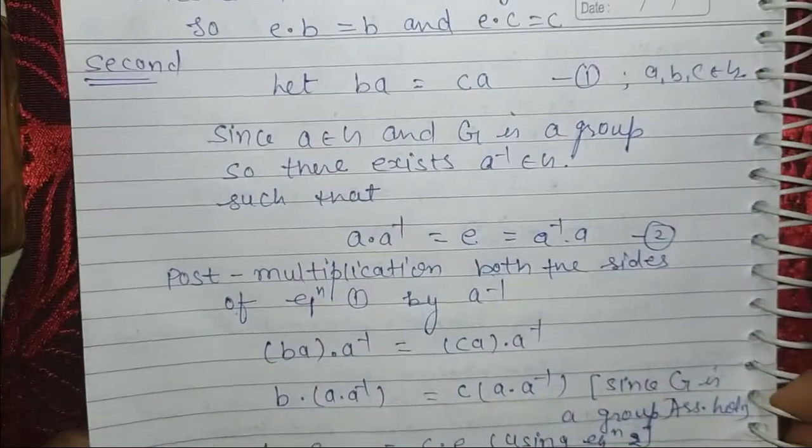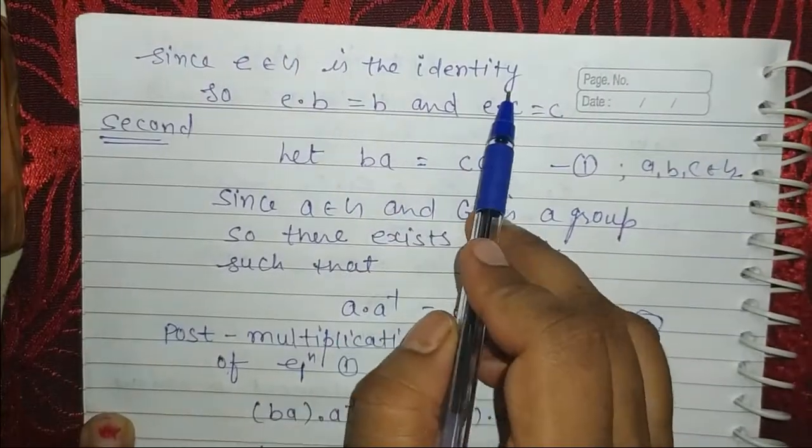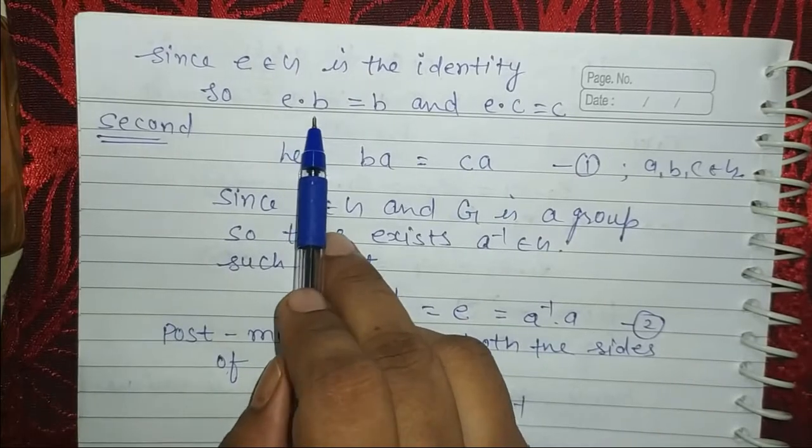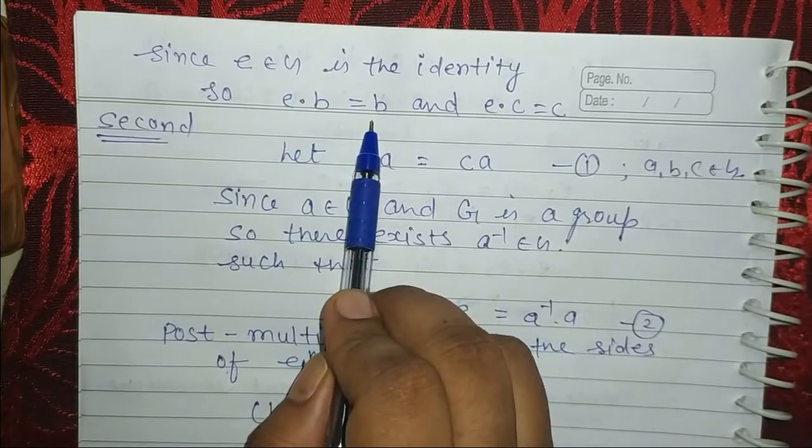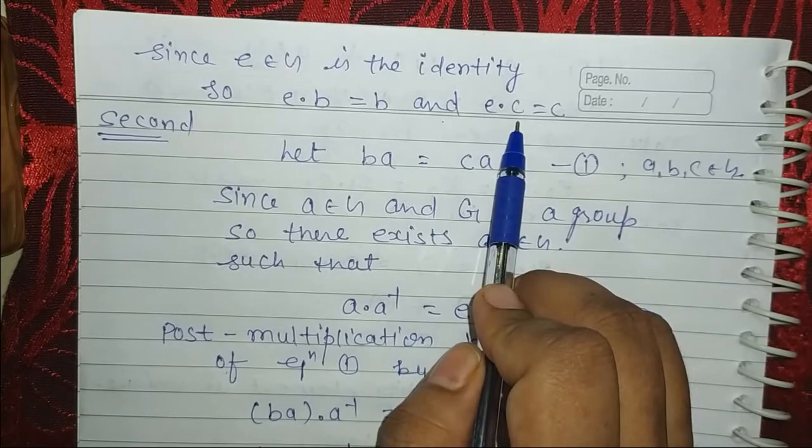Now, since E is the identity element, we can say E dot B is equal to B and E dot C is equal to C. So B is equal to C.